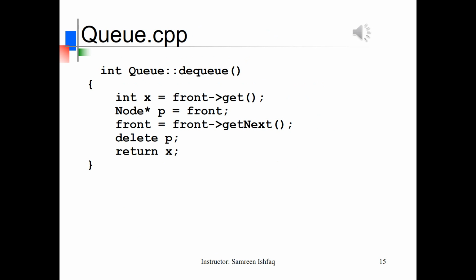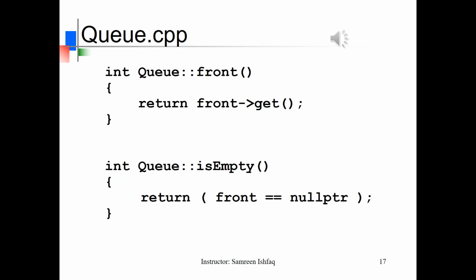Dequeue function is similar to the pop function. First, we're going to store the element of the front node in the x variable, then we will assign the front node to pointer p or temporary pointer. Then front is equal to front get next, delete p and return the value that has been deleted. It is quite simple. We have discussed it in the class. No need to explain further.